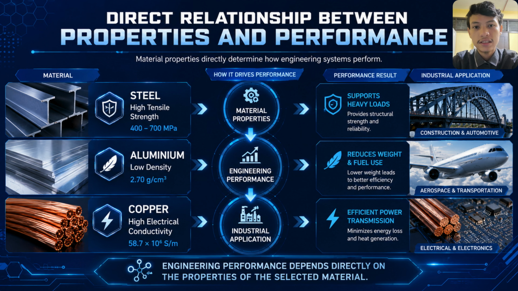Aluminium has low density, which means it is lightweight. A lighter material can reduce the total weight of a system and improve fuel efficiency, especially in aircraft and transportation.